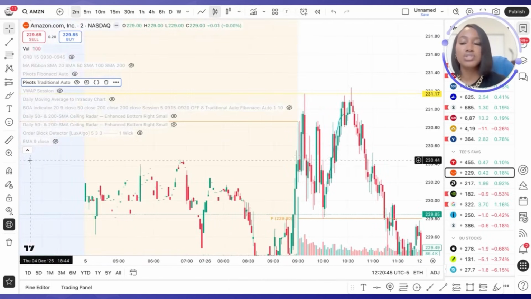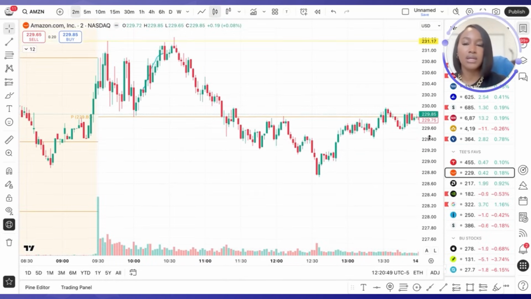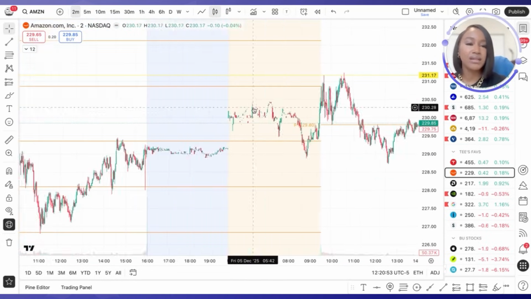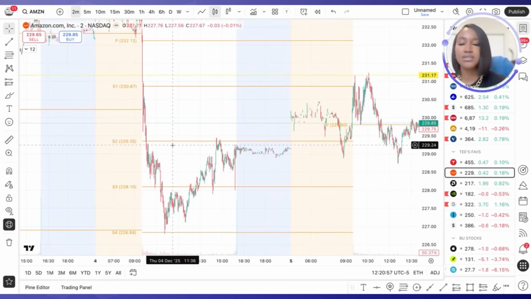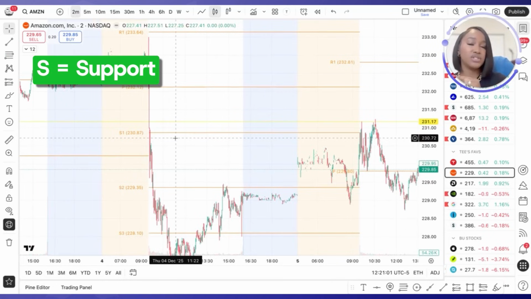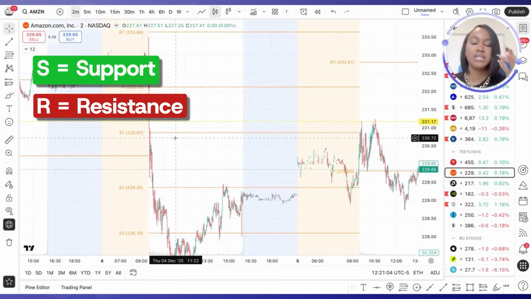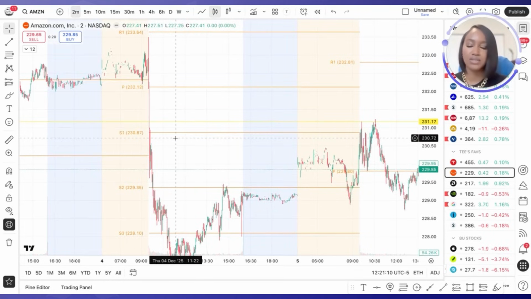So pivots are so helpful to you, like I said, as a beginner trader, to help mark levels on your charts for you. And the S's on the side here, you're going to see S1, S2, S3, R1, R2, R3. That simply stands for, S stands for support, R stands for resistance, and P stands for pivot, right? Just understand that those are all just critical levels where price has reacted previously.